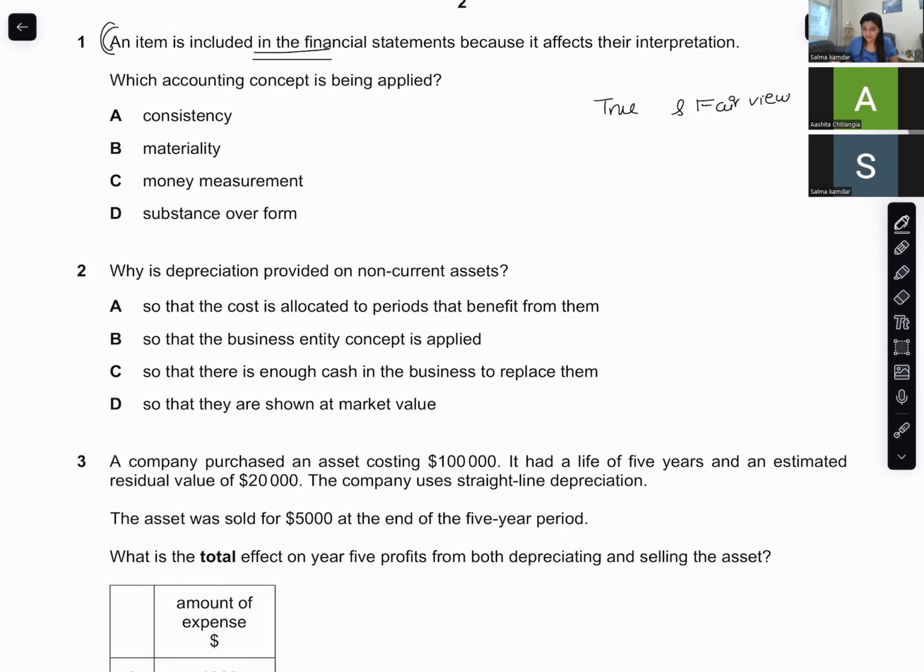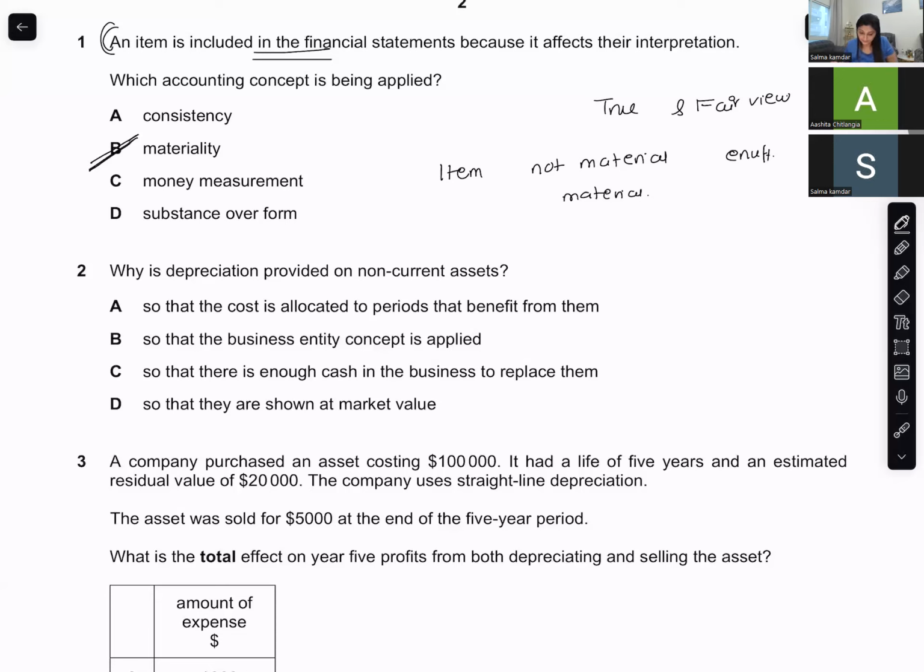See, there is only one thing that we decide whether to put in the financial statements or not. If the item is not material enough, we do not put it in the financial statements. And if the item is material, so that it affects the financial statements, then we have to put it. So there is only one thing which depends upon the materiality, whether it should be a part of the financial statements or not. So it's material. B.